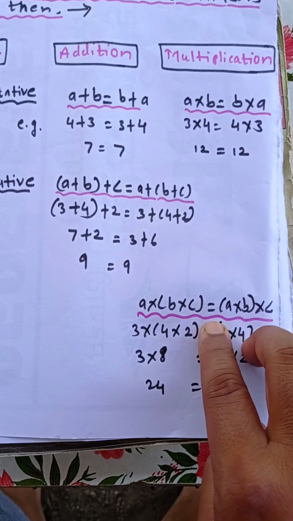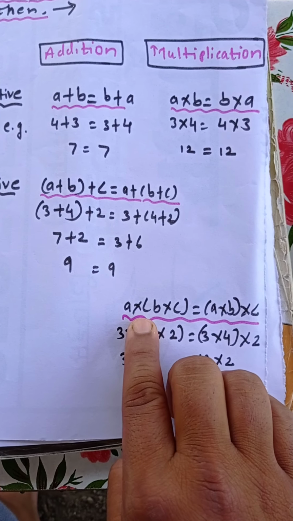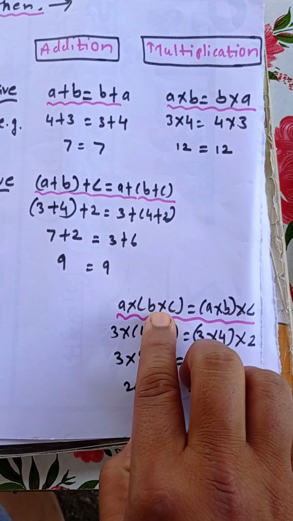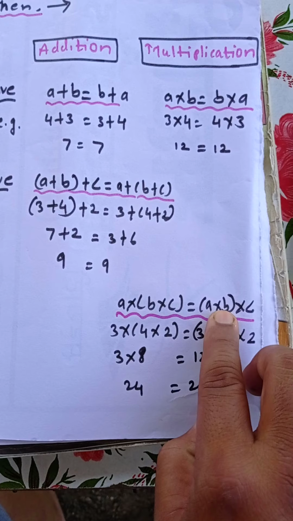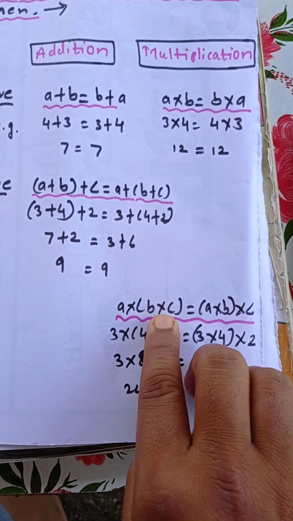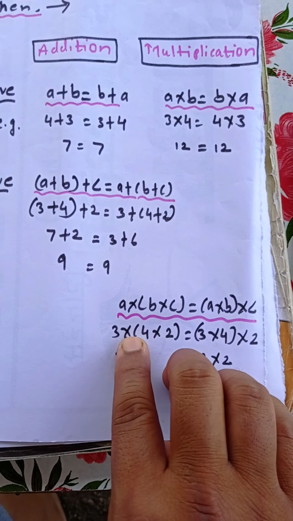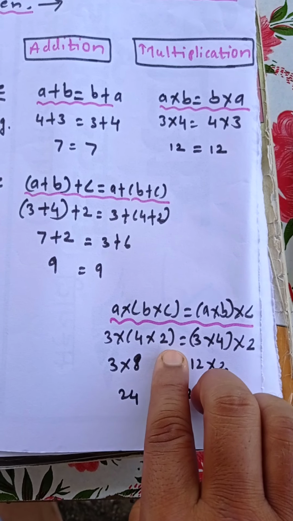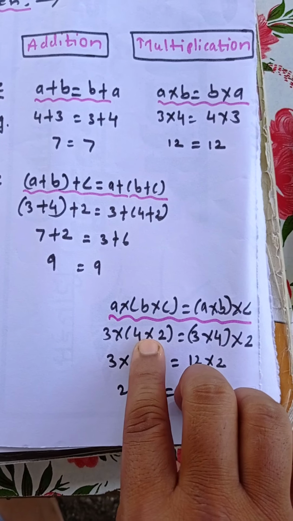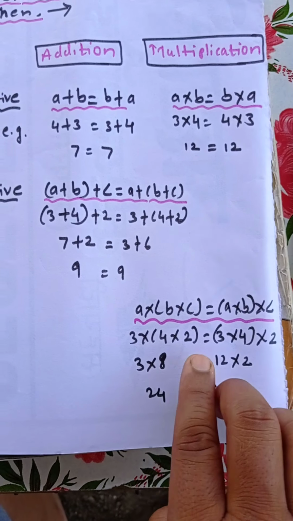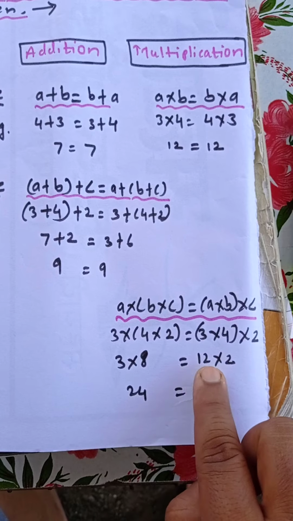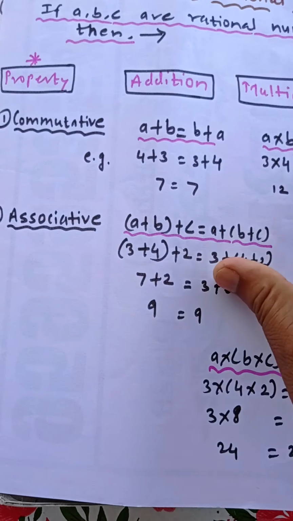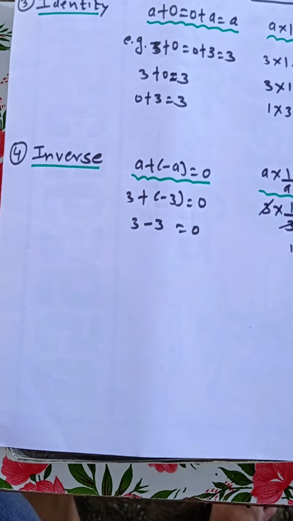Now associative property of multiplication. According to the rule we solve the bracket first. So A into (B into C) is equal to (A into B) multiplied by C. Here 3 into (4 into 2) is equal to (3 into 4) into 2. We solve the bracket first: 4 2s are 8, 8 3s are 24. Here 3 4s are 12, 12 2s are 24. This is the associative property of multiplication. You have already learned that property, just revise it.